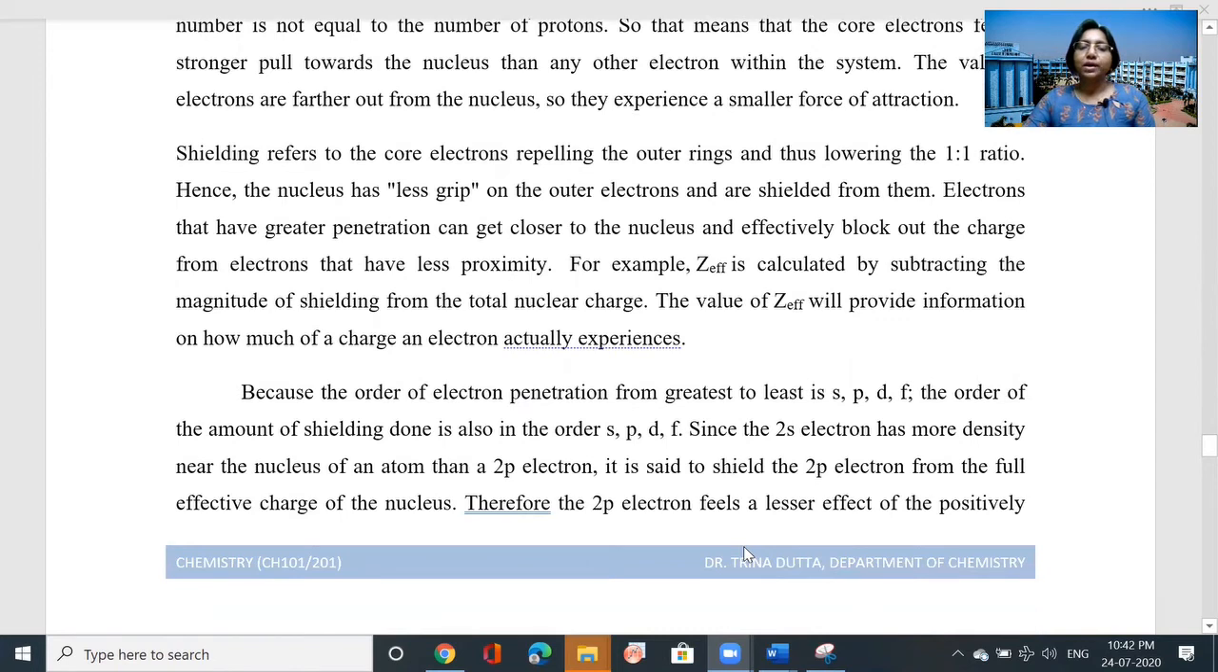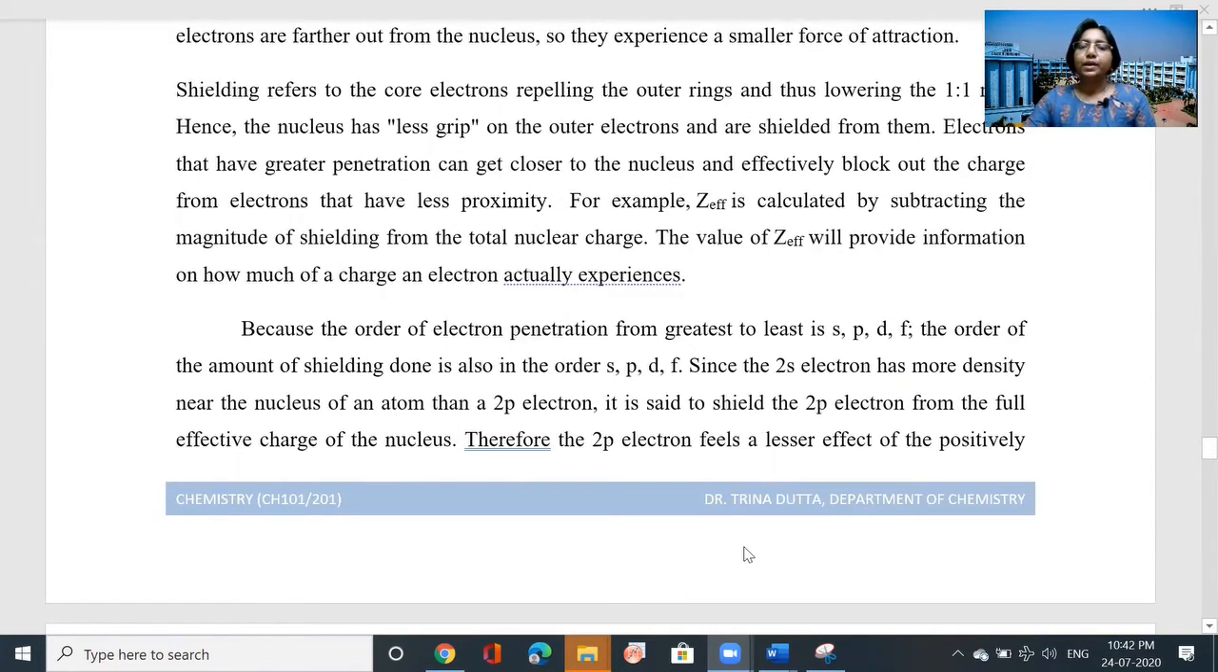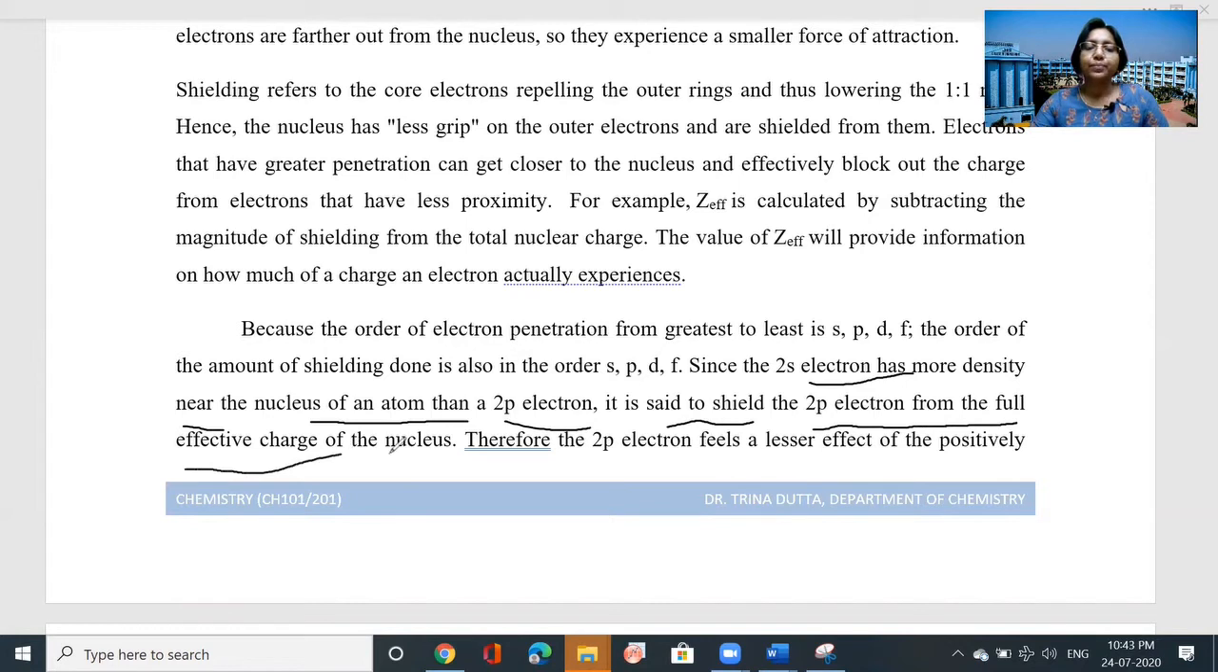Now, because the order of electron penetration from greatest to least is s, p, d, f, the order of the amount of shielding done is also in the order s, p, d, f. Since the 2s electron has more density near the nucleus of an atom than the 2p electron, it is said to shield the 2p electron from the full effective charge of the nucleus.